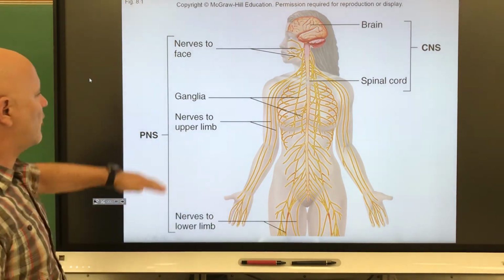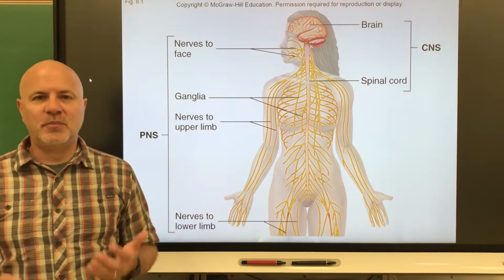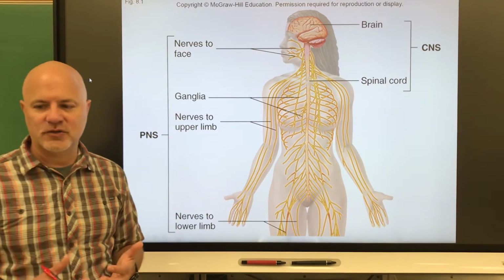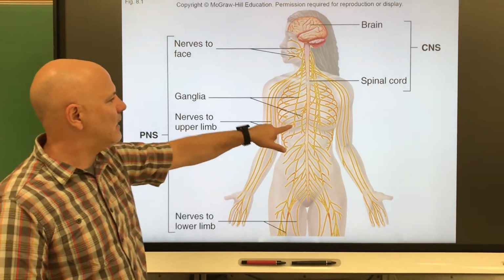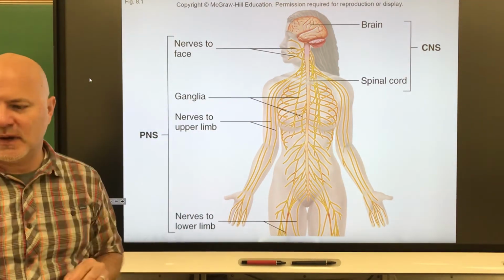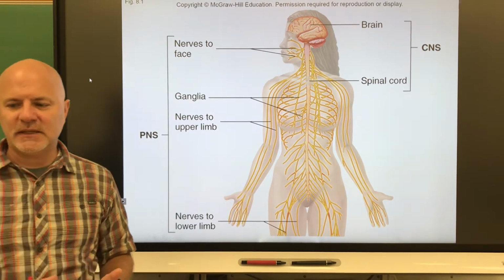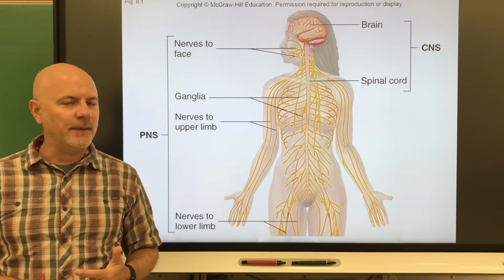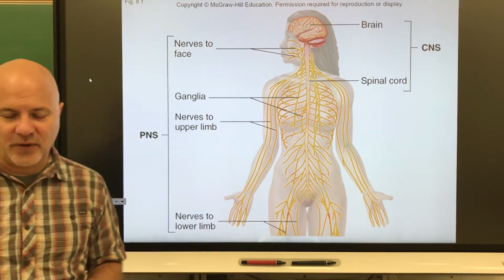The other part is our peripheral nervous system. So the peripheral nervous system is pretty much everything else. This is a portion of our nervous system outside of the central nervous system. It includes nerves, which are what we see here, and ganglia, which are these swellings that we see here and there. And I'll talk about ganglia in a little bit. So our peripheral nervous system links our central nervous system to the body. And there are three divisions of our peripheral nervous system.